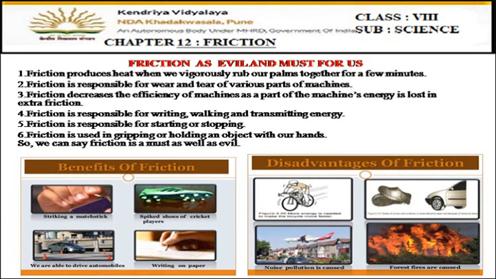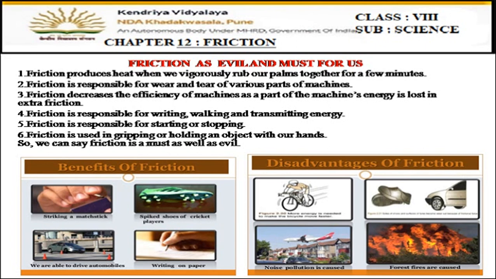Then friction is responsible for writing, walking, and transmitting energy. Right, this is a benefit of friction, that friction helps in writing. When we are writing with a pen on paper, it is only because of friction that we can write easily. If there is no friction, what will happen? Our hand will slip on the page and we will not be able to write, we will not be able to hold the pen also. So while walking, while writing, friction is very, very important for us.